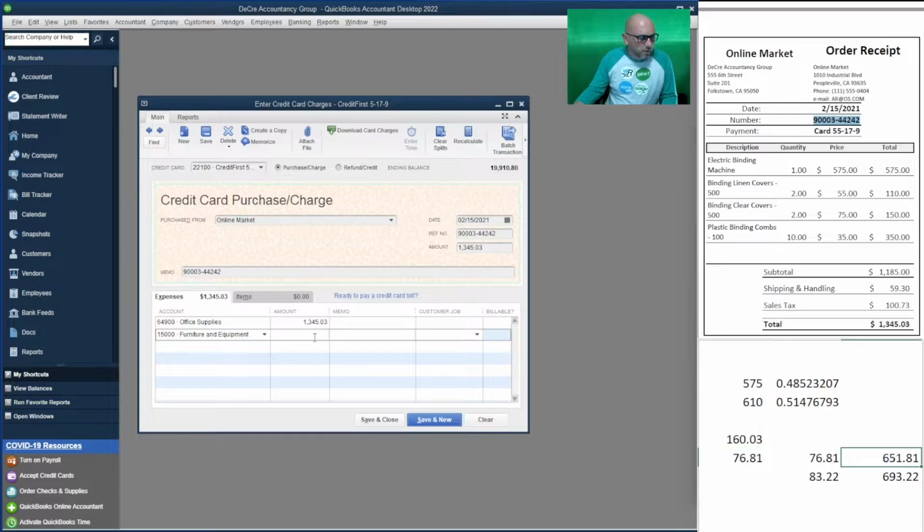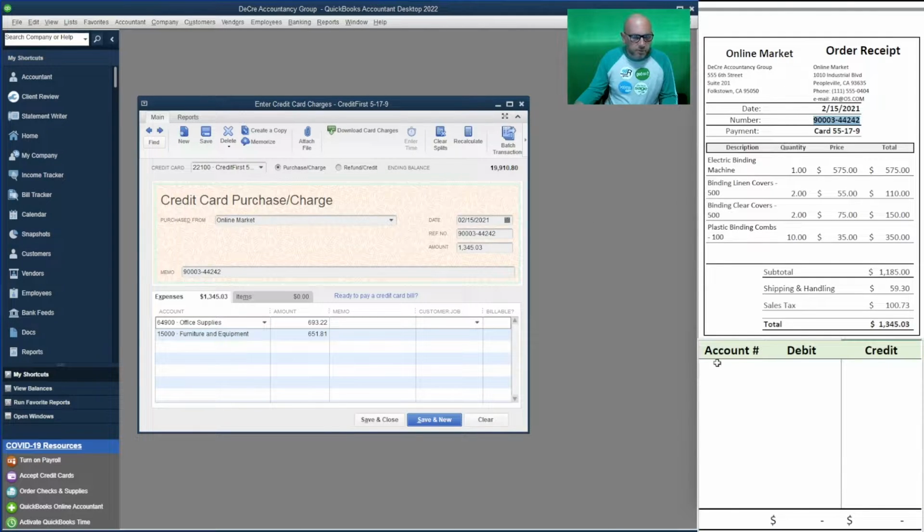Alright. So our furniture 651.81, and then this is 693.22. And we should be fine, right? Yes. Okay. So let's depict it right here.